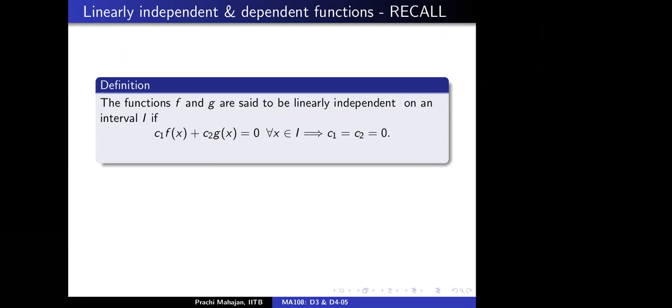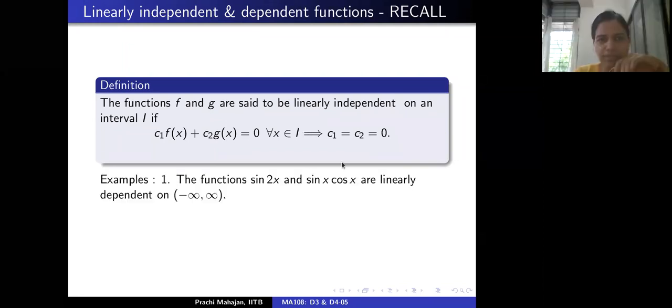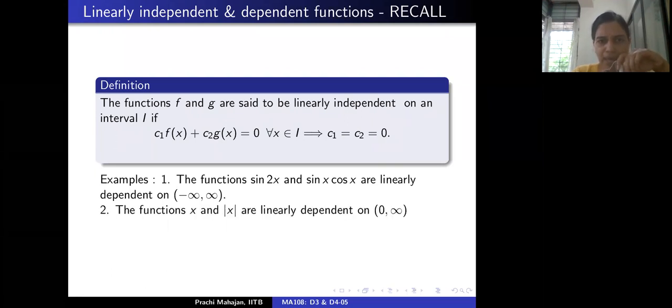When you talk about linear independence of two functions, it is very important to specify on which interval you are saying the two functions are linearly independent. For example, sin 2x and sin x cos x are evidently linearly dependent on the real line. But look at the functions x and absolute value of x. These are linearly dependent on the interval 0 to infinity. However, these two functions are linearly independent on minus infinity to infinity. Is that okay with everybody present here?